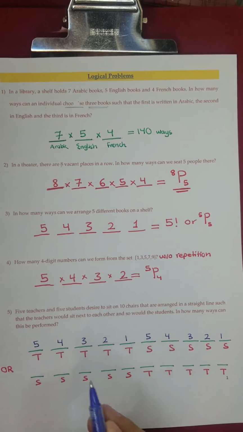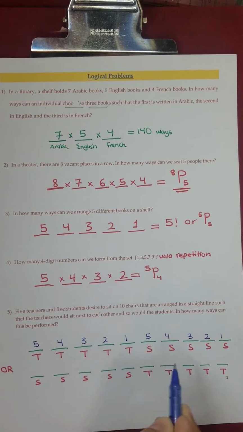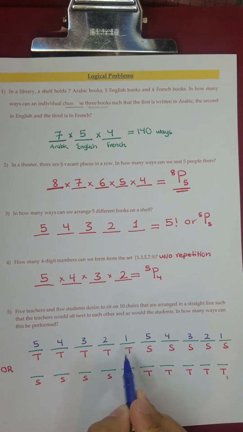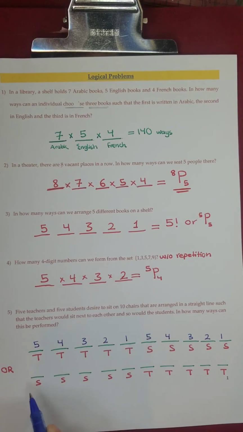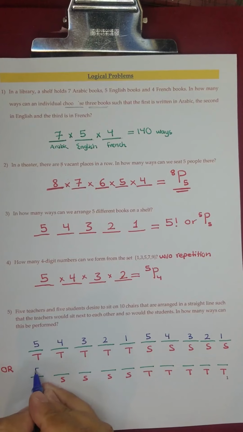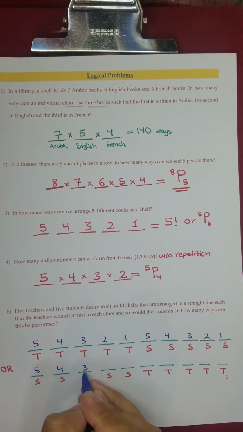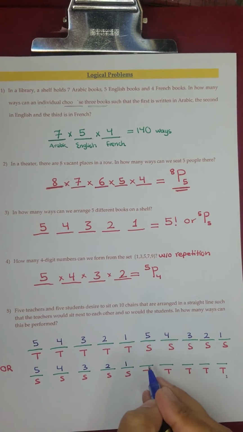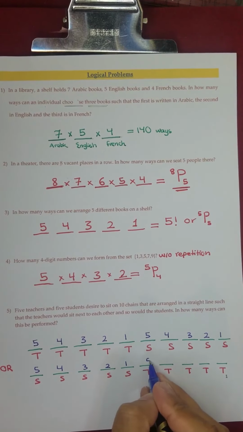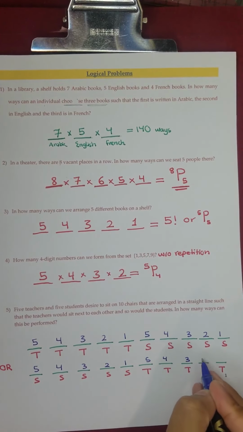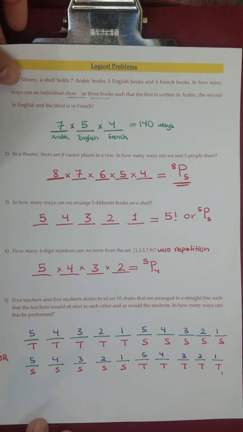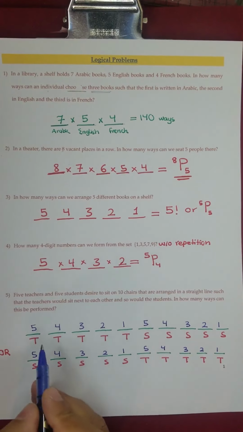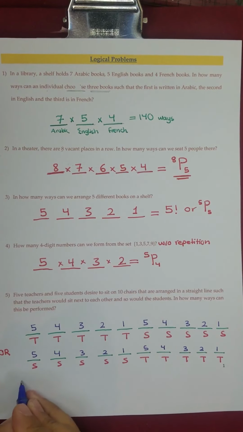So now I have this first scenario, which is seating the 5 teachers first and then the 5 students second. Or I can seat the 5 students first, so 5, 4, 3, 2, 1, and then the 5 teachers together, which is 5, 4, 3, 2, 1. So how does this translate into an answer? Okay, let's see. So the first 5 here is 5 factorial. So this is 5 factorial.